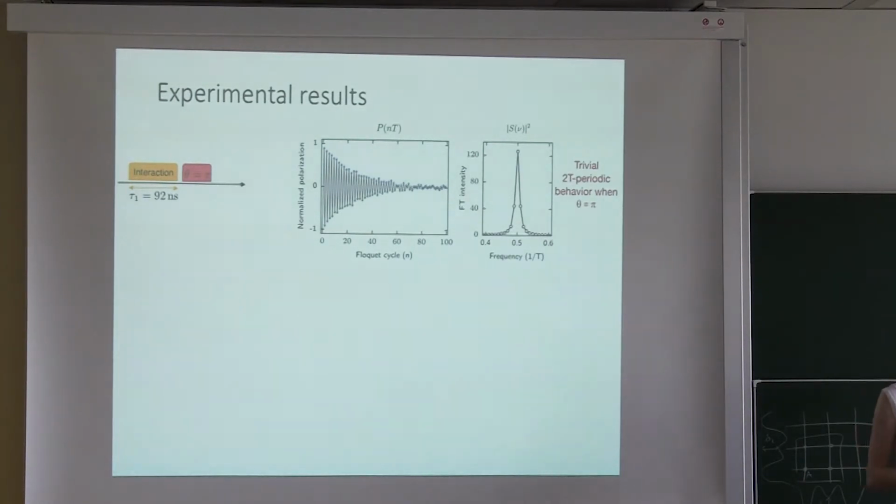Let's start with the simplest case. We have a very short interaction time and a perfect rotation of pi. What we find is that the polarization in the system oscillates up and down as a function of Floquet cycles. When you take the Fourier transform of the signal, you find a subharmonic at half of the drive frequency. Now you'd imagine this is a perfect time crystal, right? Because it shows the subharmonic response, but it's very trivial, because you perform a perfect pi rotation. If you do this twice, your spins will align back to the original direction.